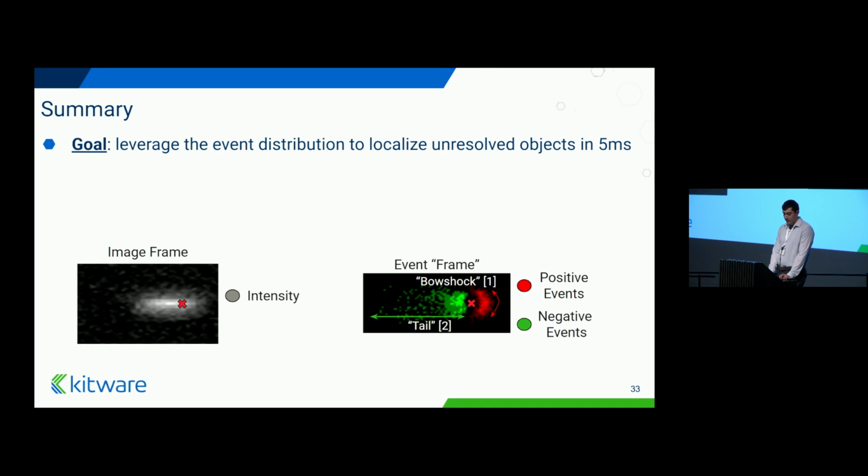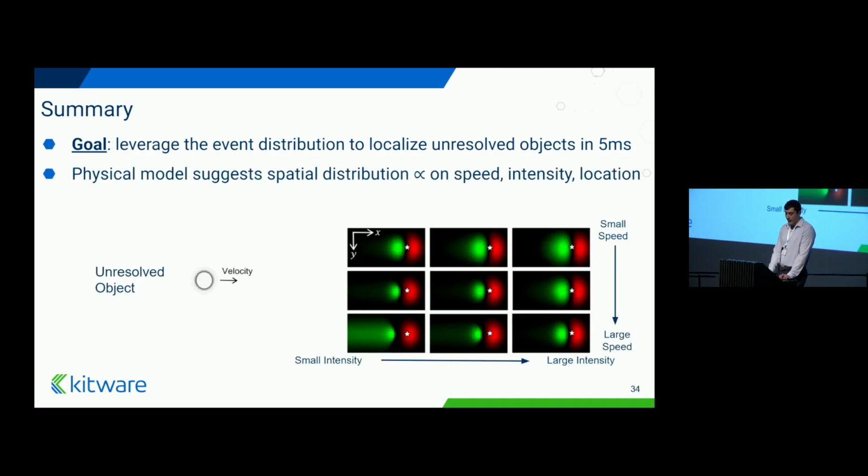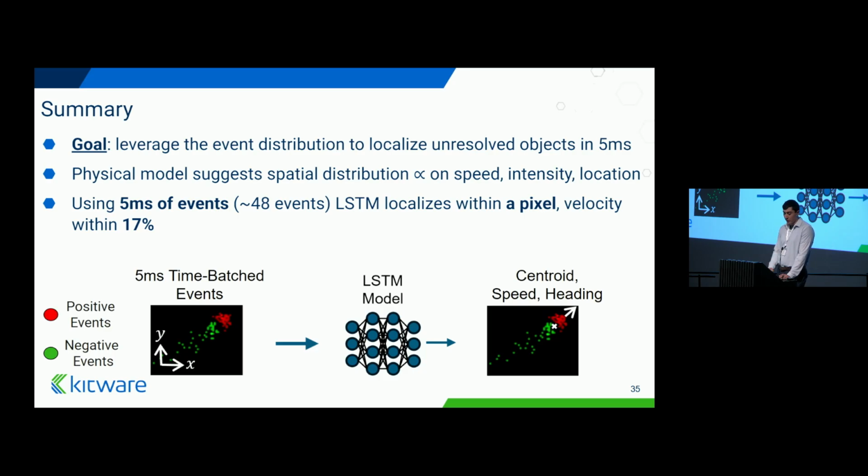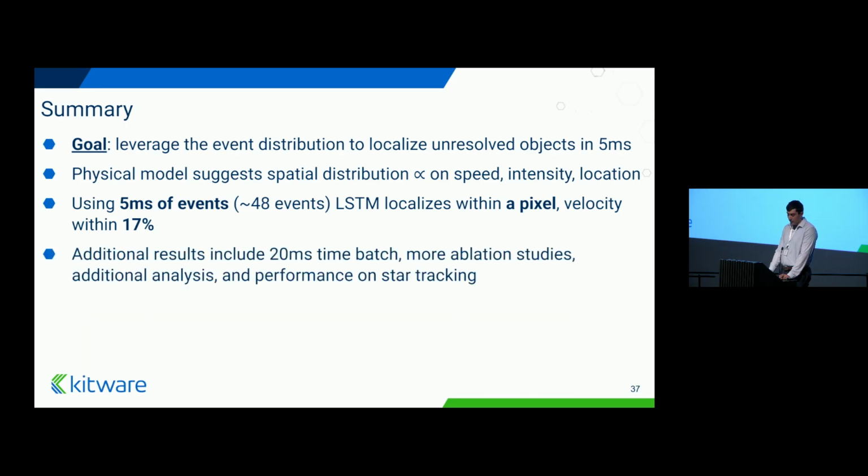So finally, in summary, our goal was to leverage the event distribution for unresolved object imaging, or unresolved object centroiding, and we really focus on small time batches of 5 milliseconds. We demonstrated that the spatial distribution of these events is proportional to the speed, intensity, and location of the unresolved objects. And then finally, we showed that utilizing just 5 milliseconds of events, which is about 48 events on average, our LCM was able to localize the object within a pixel and velocity within 17 to 18%. We also showed empirical Cramér-Rao bounds.